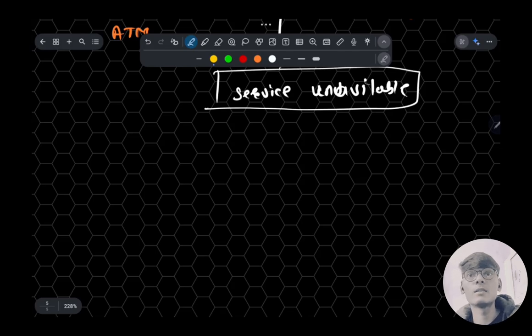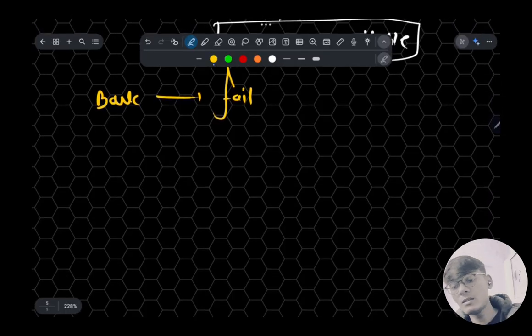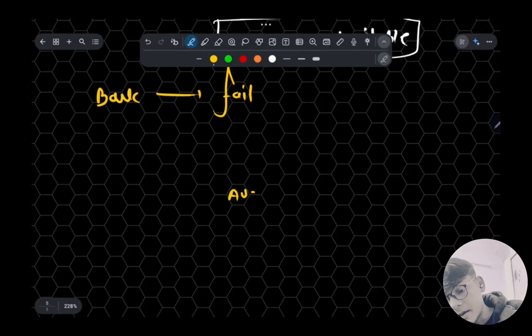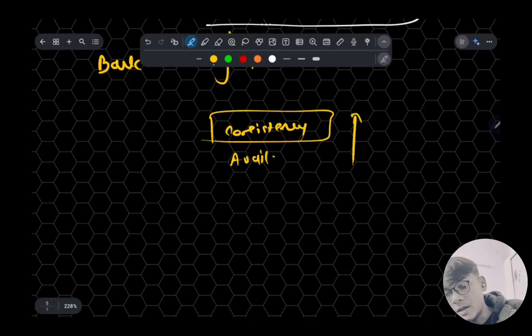Why can it say service unavailable? Because the bank would rather fail than let you withdraw money you don't have. They prioritize consistency over availability. Here, consistency is prioritized over availability.